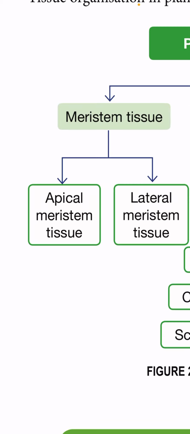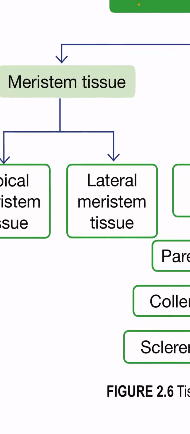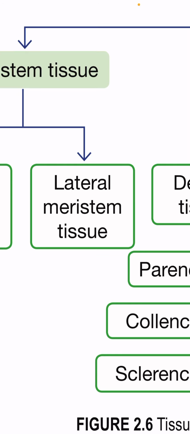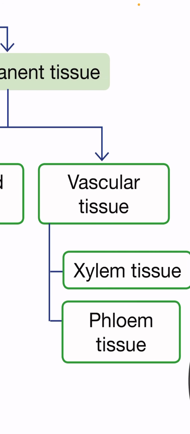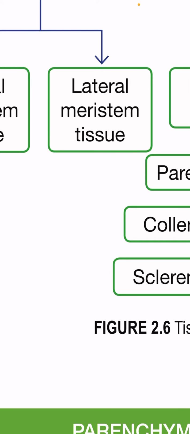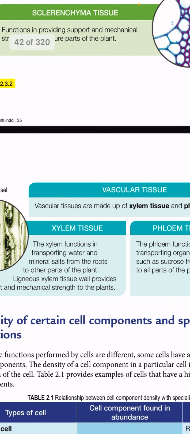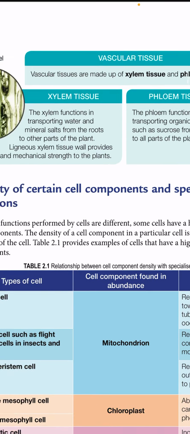So meristem tissue, where is it found? You can find it apically or laterally. Apical, for example, shoot and tips of root. For lateral, you can find lateral meristem between the xylem tissue and the phloem tissue. In between xylem and phloem tissue, there is lateral meristem tissue called cambium. So these are basically the tissue organization in plant. This one, vascular tissue, we have done discussing. Okay, that's it.